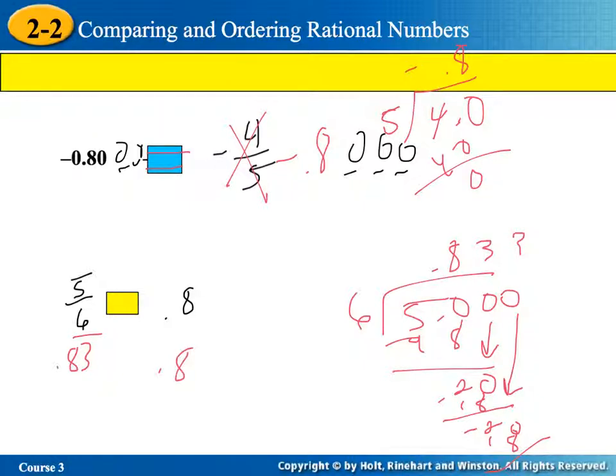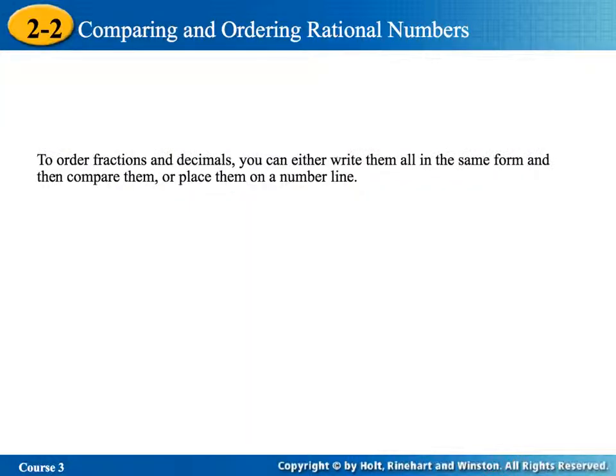0.8. Which one is larger? Well, 0.83 repeating is 3s are repeating. 0.8 is just zeros are repeating. Again, 0, 0, 0, 0, 0, 0, 0, 0, 0, 3, 3, 3, 3, 3, 3, 3. Which one's bigger? 0.83 repeating. Okay, you need to get them in the same form. Once you get them in the same form, you're able to answer the problem. All right? Okay.